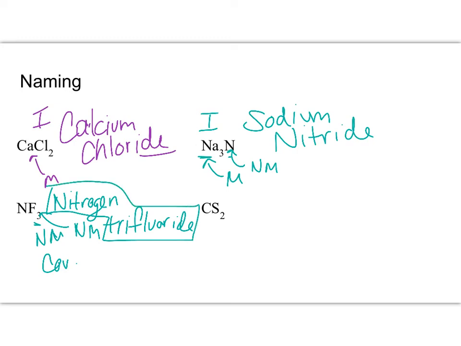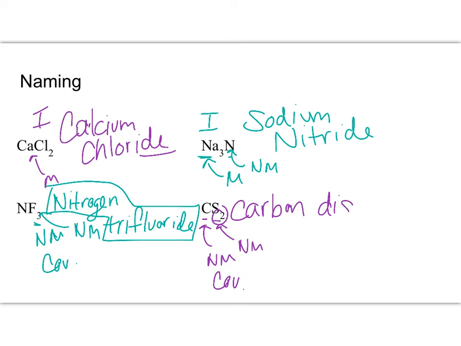Okay, and the last example here, CS2, carbon, nonmetal. Sulfur, also a nonmetal. That means we're dealing with a covalent compound. So we're going to use our prefix system. So carbon is the first element, only one of those. We don't need a prefix to say that I just have one carbon when it's first. Then the second element is sulfur. We're going to make it sulfide because it's in a compound, and we're going to indicate that there are 2 by saying carbon disulfide.